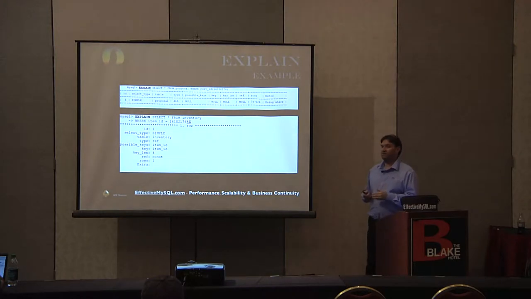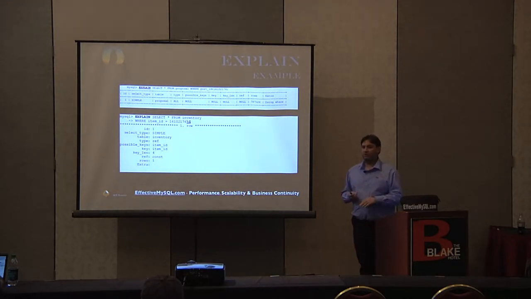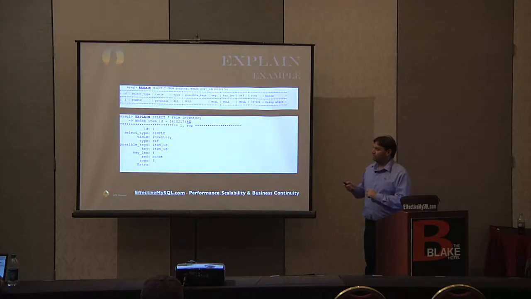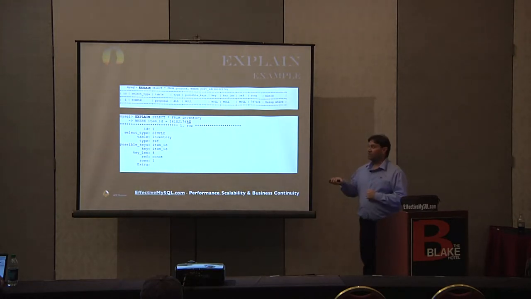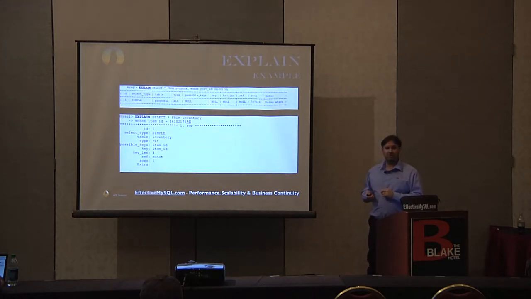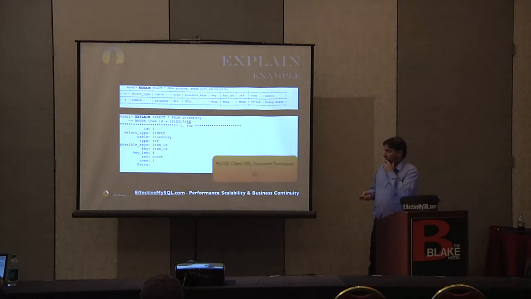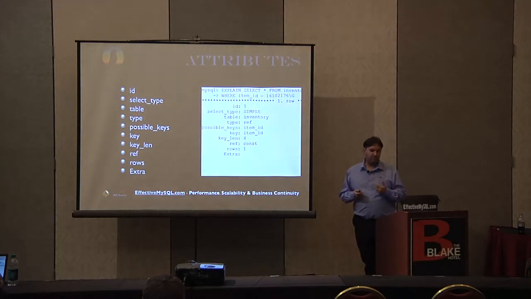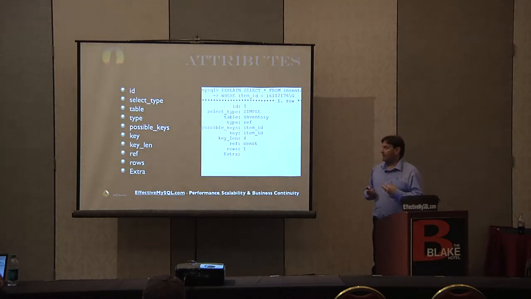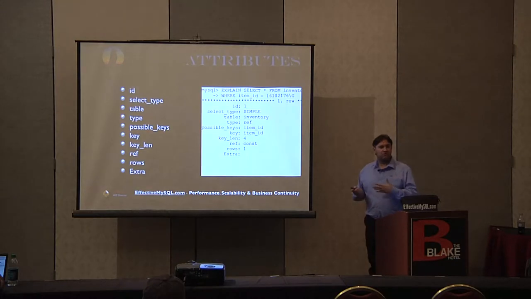Now, when you're looking at an explain plan that has lots of rows, you're probably going to want to use the first format. But particularly for presentations and for book content and for scripting, the vertical format is very handy to be able to extract information. So don't forget that that option actually exists. So what is in explain? These are the 10 attributes that I'm going to talk about that give you information that you need to be able to interpret to be able to improve the queries that you're running.